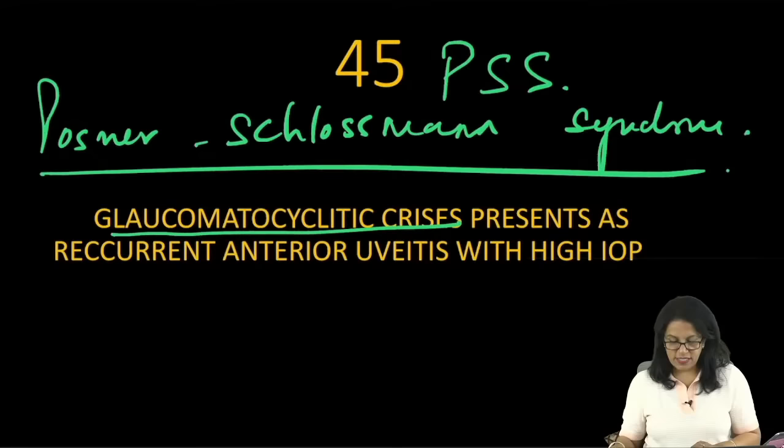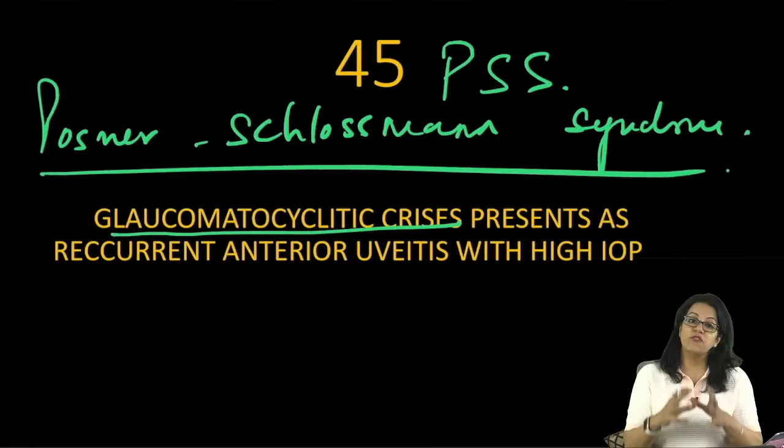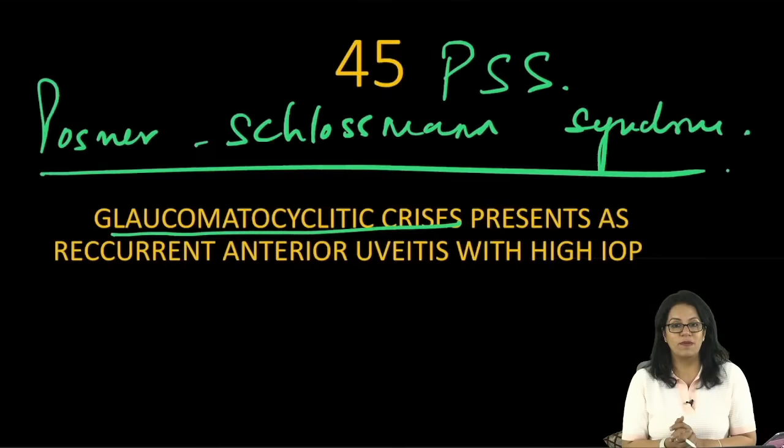So, Posner-Schlossman syndrome or glaucomatocyclitic crisis is a condition in which the features of uveitis are less compared to the IOP. Though it is primarily uveitis, the IOP is so high that we generally tend to misdiagnose this patient as acute congestive glaucoma. But actually, the basic problem is uveitis. So there is high IOP and recurrent uveitis.